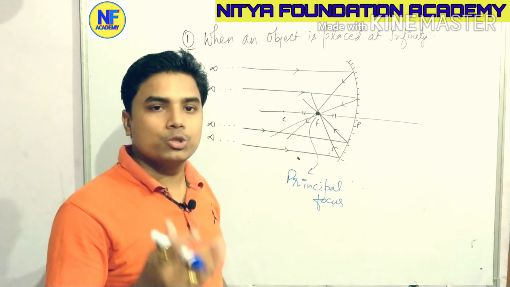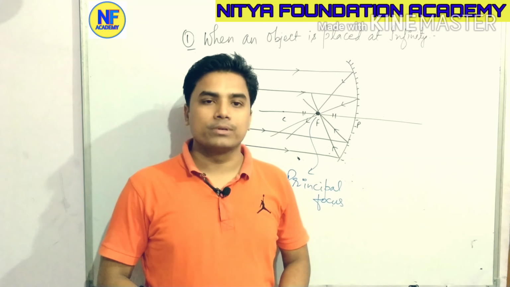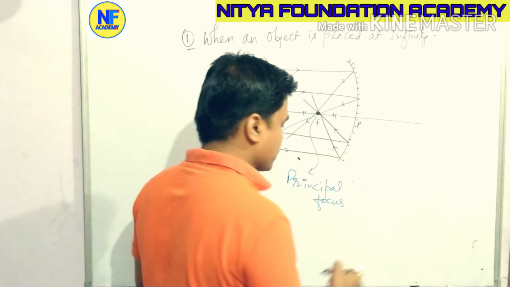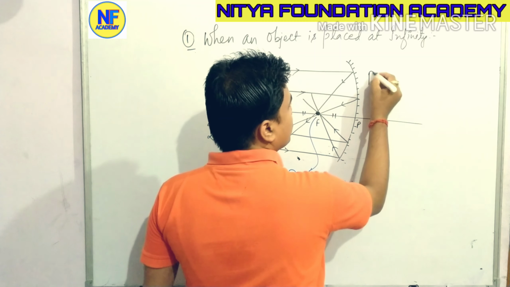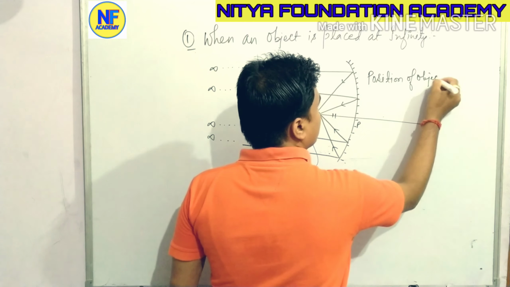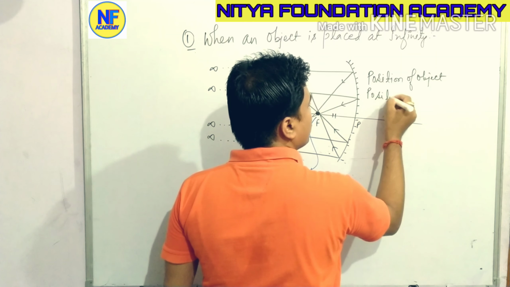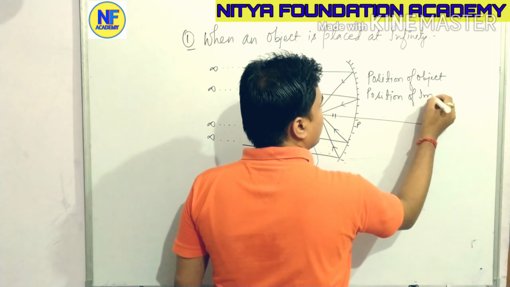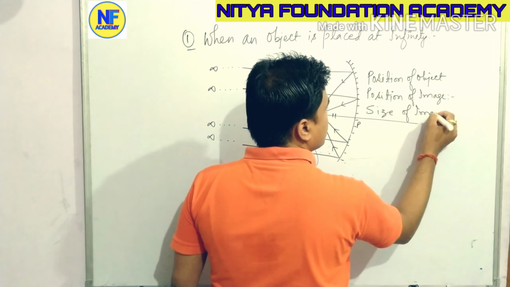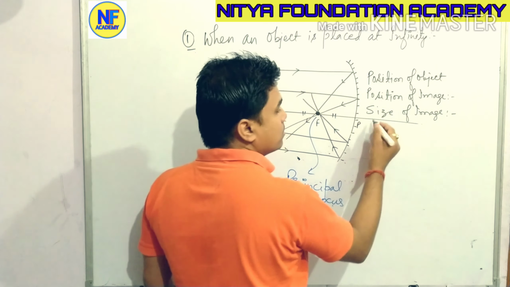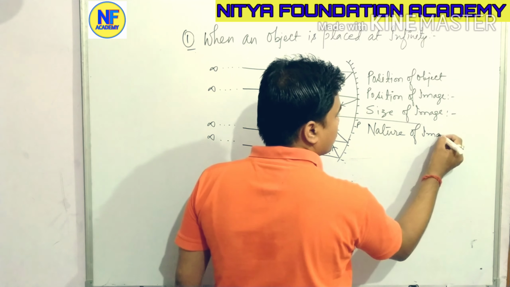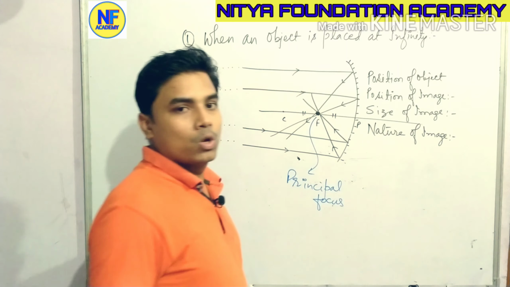We also have to understand the basic properties required for these image formations. Let's continue. First of all, we will write the position of the object. Then we will write the position of the image, then the size of the image. And on the basis of the properties of the mirror, the nature of the image will be decided.